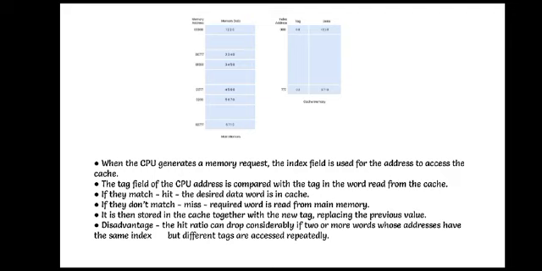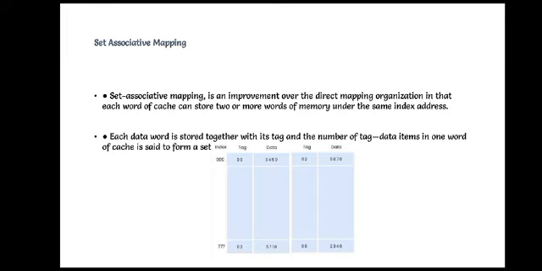Disadvantage: the hit ratio can drop considerably if two or more words whose addresses have the same index but different tags are accessed repeatedly. Set associative mapping. Set associative mapping is an improvement over the direct mapping organization in that each word of cache can store two or more words of memory under the same index address. Each data word is stored together with its tag, and the number of tag data items in one word of cache is said to form a set.